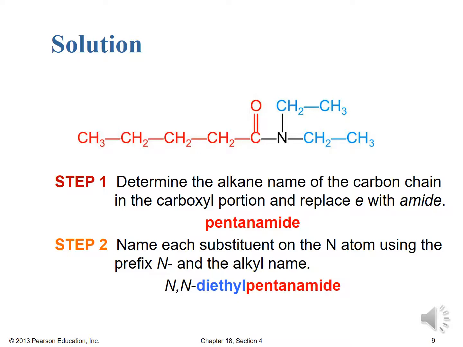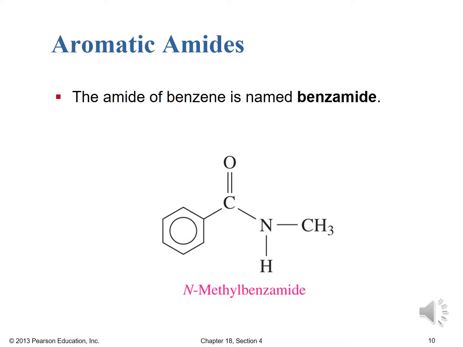Just like the time we took to look at aromatic amines, let's look at aromatic amides here. And so the amide of benzene is named benzamide. And there we see in this particular example, in addition to having that benzoic acid interact with an amine or an ammonia, if it was just a plain old ammonia, then we'd get benzamide. In this case, we have N-methyl benzamide because of that other methyl group there off of the nitrogen.